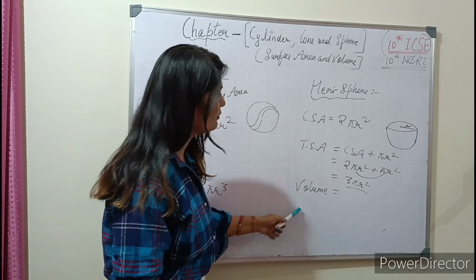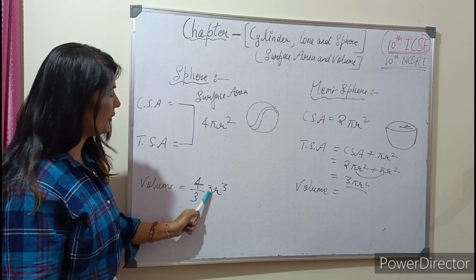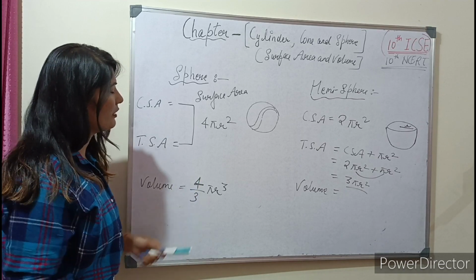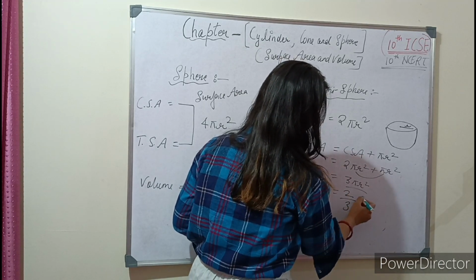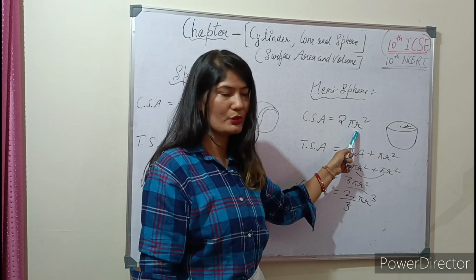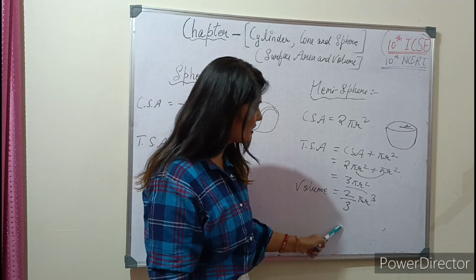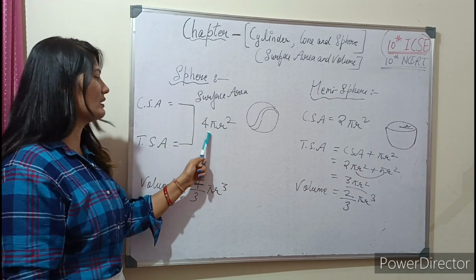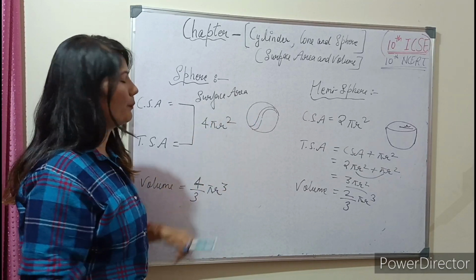Now if we have to find the volume of this hemisphere, just now we got that the volume of sphere is 4 by 3 pi r cube. So the volume of hemisphere will be just half of this 4 by 3 pi r cube. If you divide this value by 2, you will get 2 by 3 pi r cube. In short, the CSA of hemisphere is 2 pi r square, the TSA of hemisphere is 3 pi r square, and the volume of hemisphere is 2 by 3 pi r cube. But in case of sphere, CSA and TSA are both the same, that is 4 pi r square, or simply we can say the surface area of sphere is 4 pi r square.